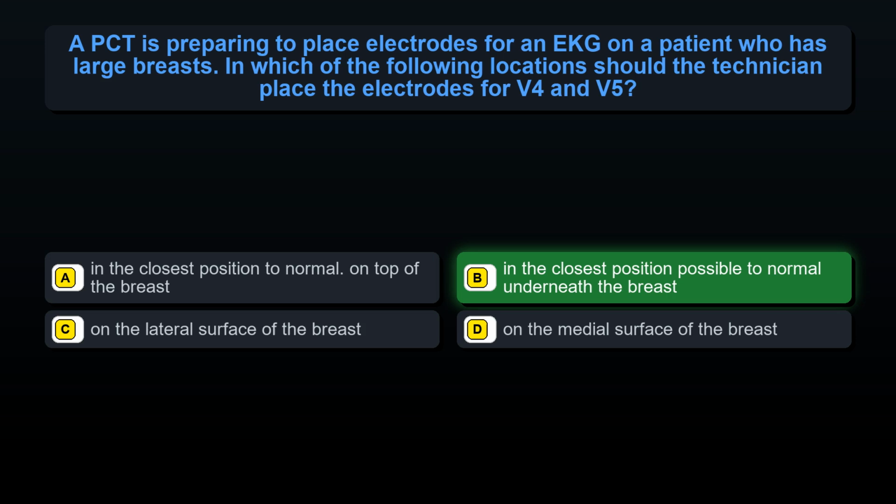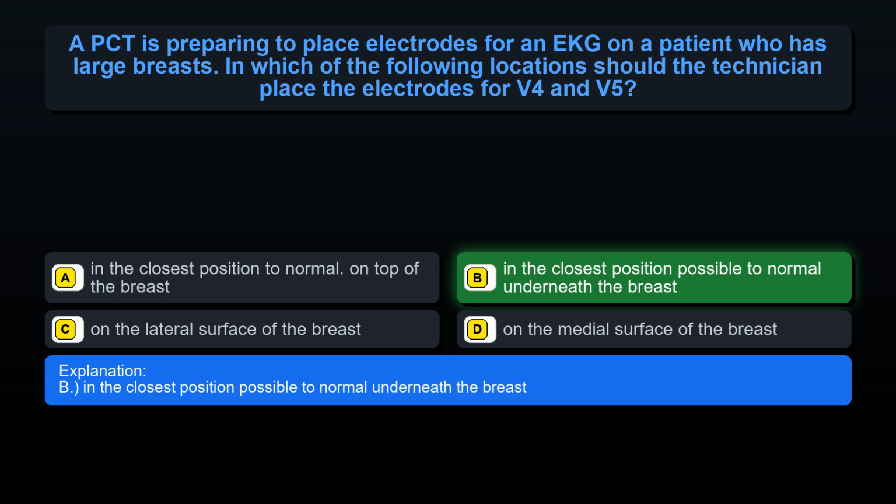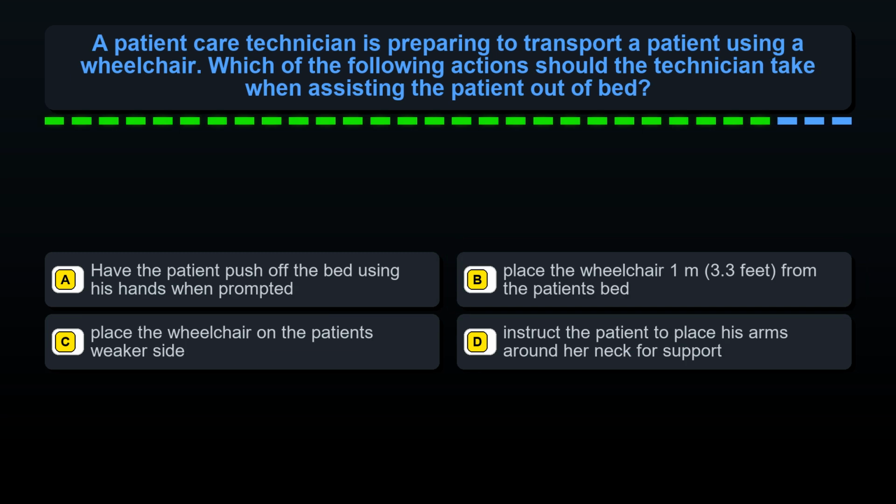The correct answer is option B, in the closest position possible to normal underneath the breast. Question 34. A patient care technician is preparing to transport a patient using a wheelchair. Which of the following actions should the technician take when assisting the patient out of bed?